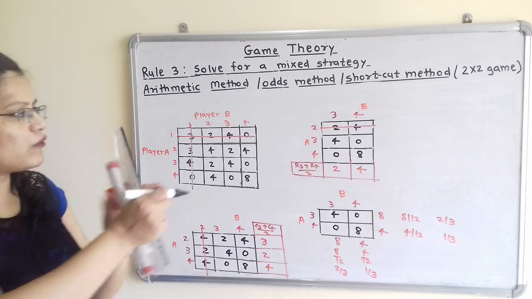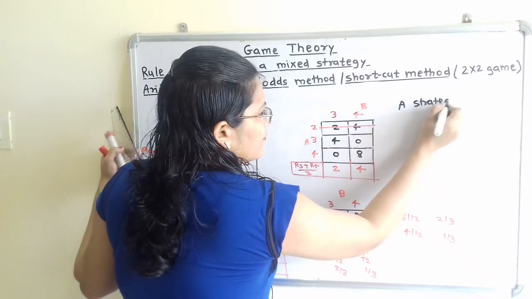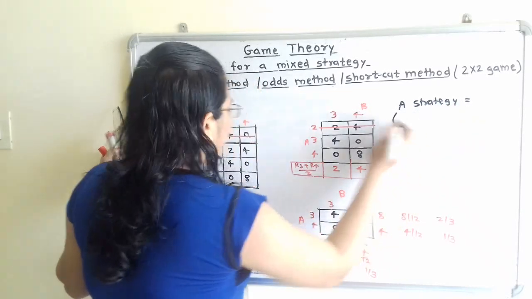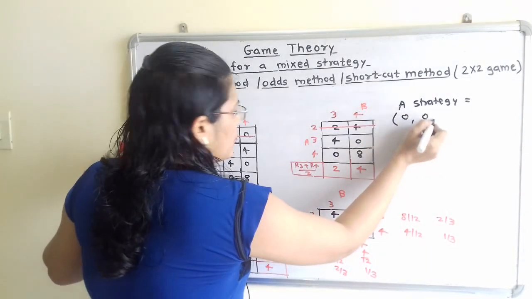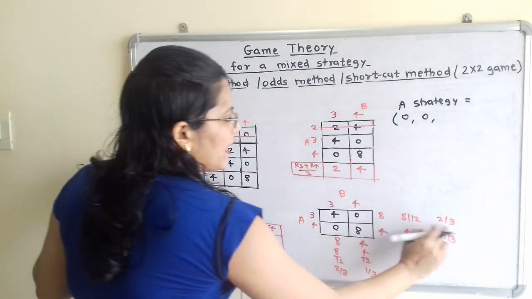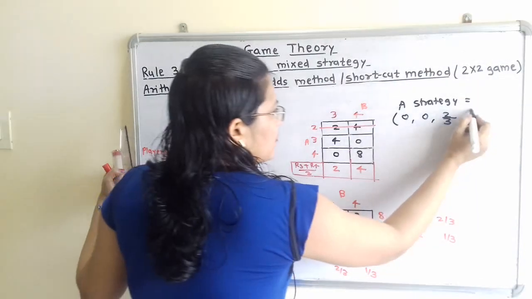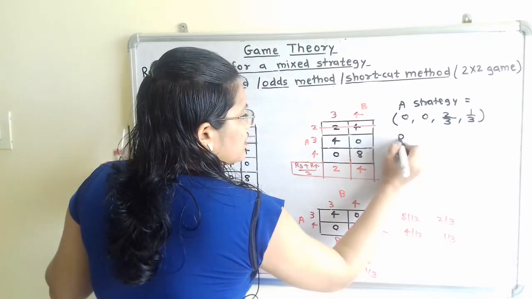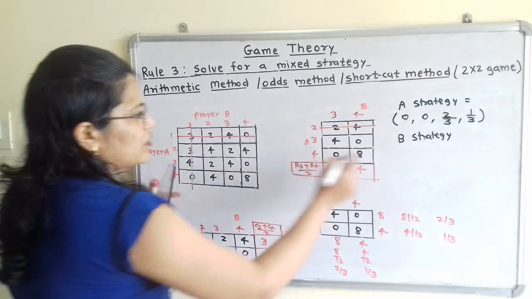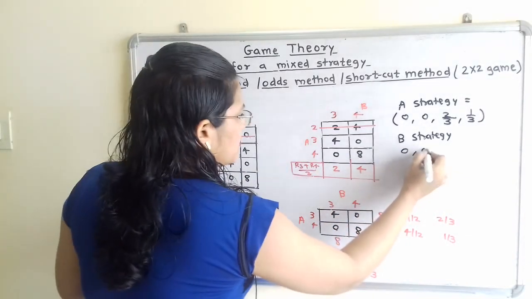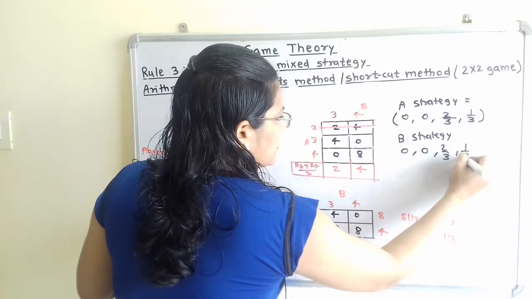So how to write the answer? For player A strategy, we will write here for the first row it is 0, for the second row it is 0. For the third row we have to play for 2 by 3 times, and for the fourth row it is for 1 by 3 times. Now in the same way for B strategy, we will write for the first column it is 0, for the second column it is 0, third column it is 2 by 3 times, and for the fourth 1 by 3 times.